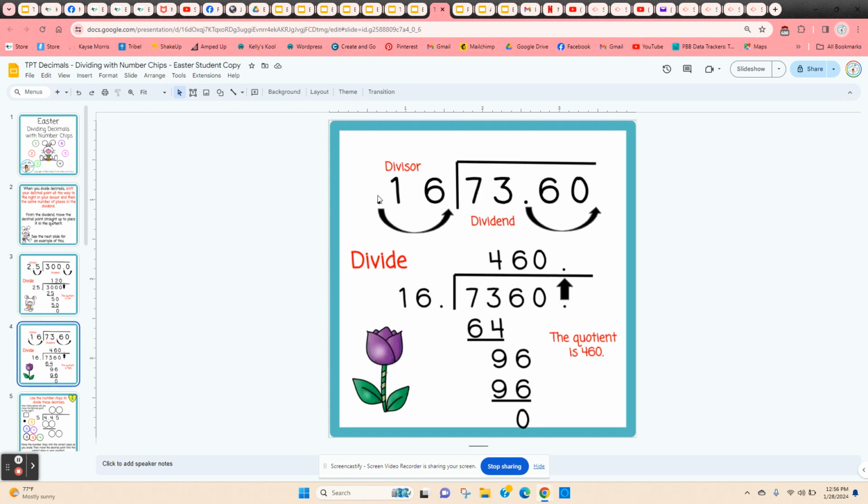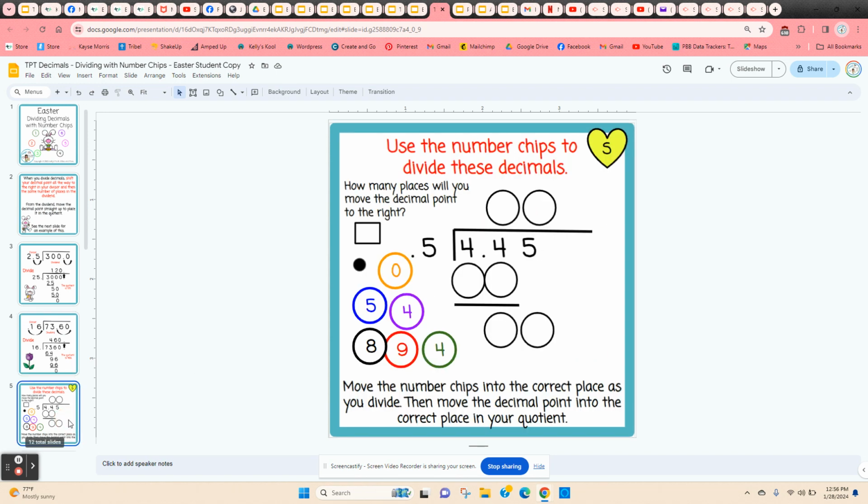And then an example of when we move that decimal point two places to the right and the same in the dividend. Now, students are going to start on slide 5. They're going to be moving these number chips into the correct place to complete their division. The first thing it's going to ask them is how many places are we moving the decimal point to the right? And in this case, we're moving it one place. They're going to use this as a reference when they place this decimal point in their answer or their quotient.